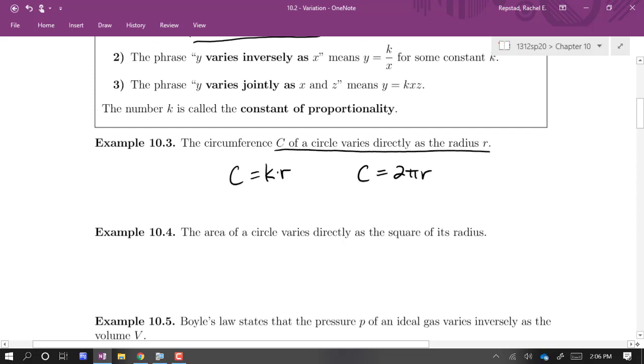We know that the area of a circle varies directly as the square of its radius. So the area is some constant k times the square of its radius, so that's r squared. And again, we happen to know what k is in this case. K is equal to pi, right? We're very familiar with the formula A equals pi r squared.